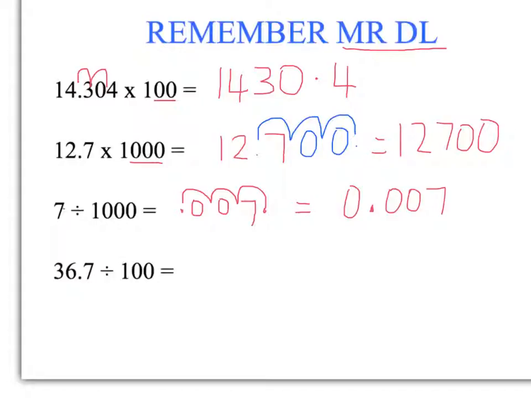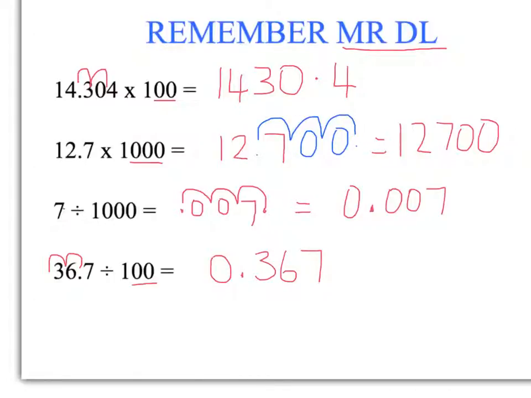Righty ho, let's look at the last one. It's also division, so we divide left. So we go left 2 decimal places. And in this case it does have 2 decimal places. 1, 2. So it's 0.367 is the answer for that one.